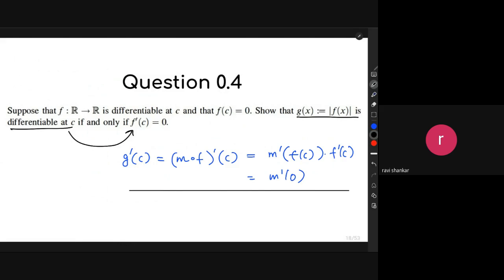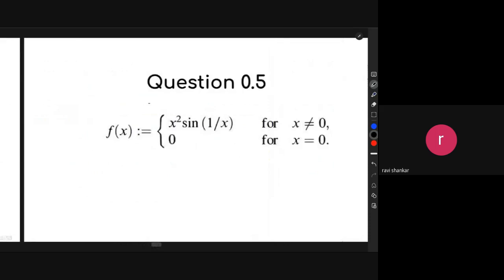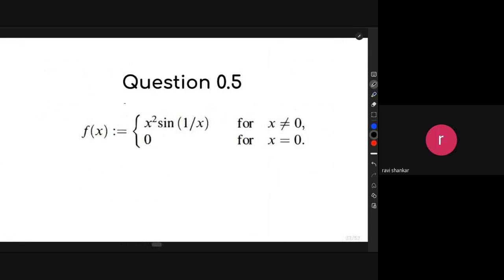Okay, so let me skip this question for now. I will come back to this question. I'm lost in the argument at this moment, so I will discuss a new question with you instead of discussing this question. So yeah, let's come back to this question.